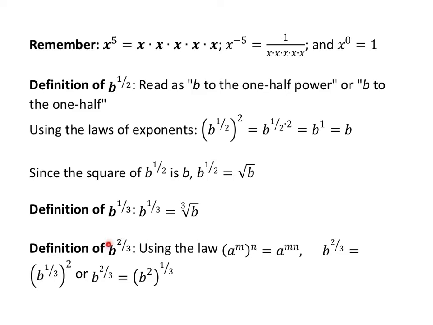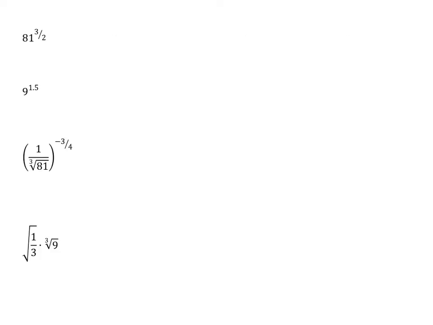Sometimes we see things like this where it's b to the 2/3 power. So if we use the power of a power rule, b to the 2/3 is like saying b to the 1/3 squared, or b squared to the 1/3 power. Let's evaluate a few of these examples.